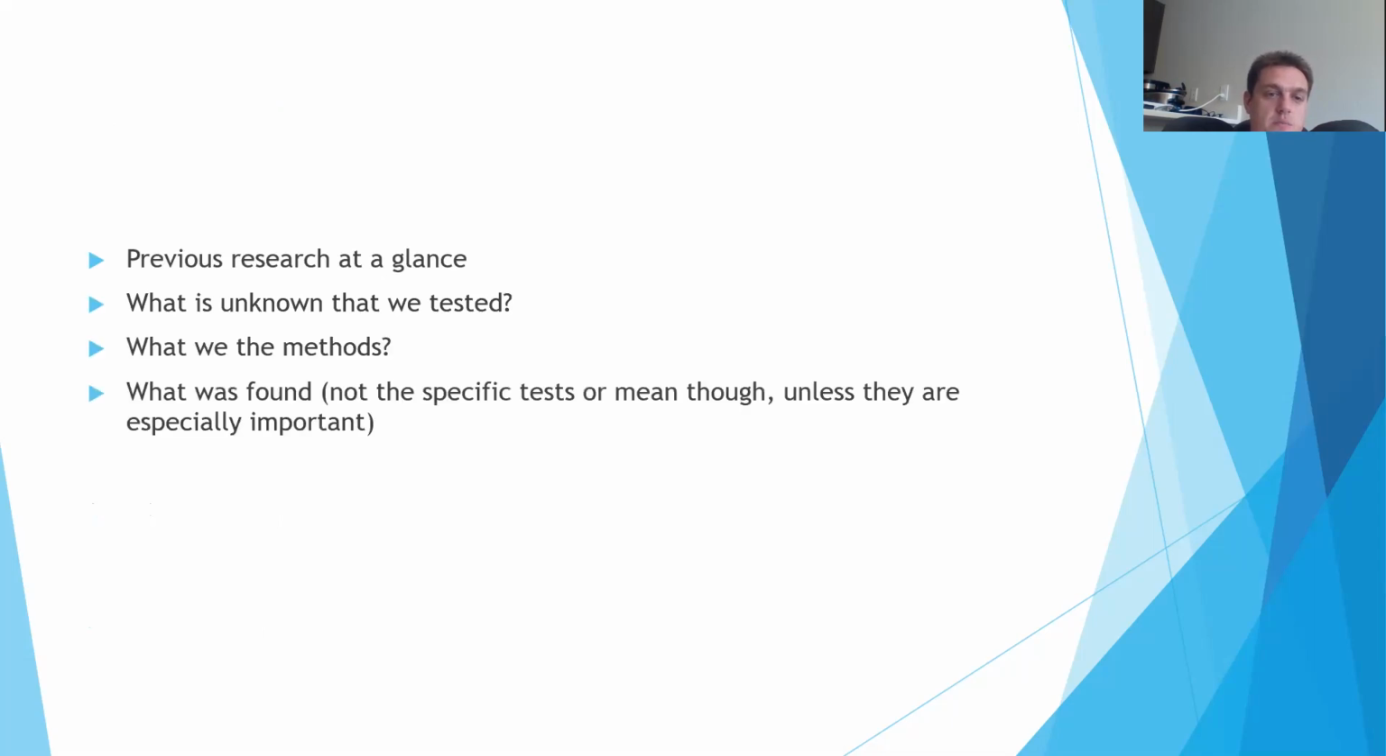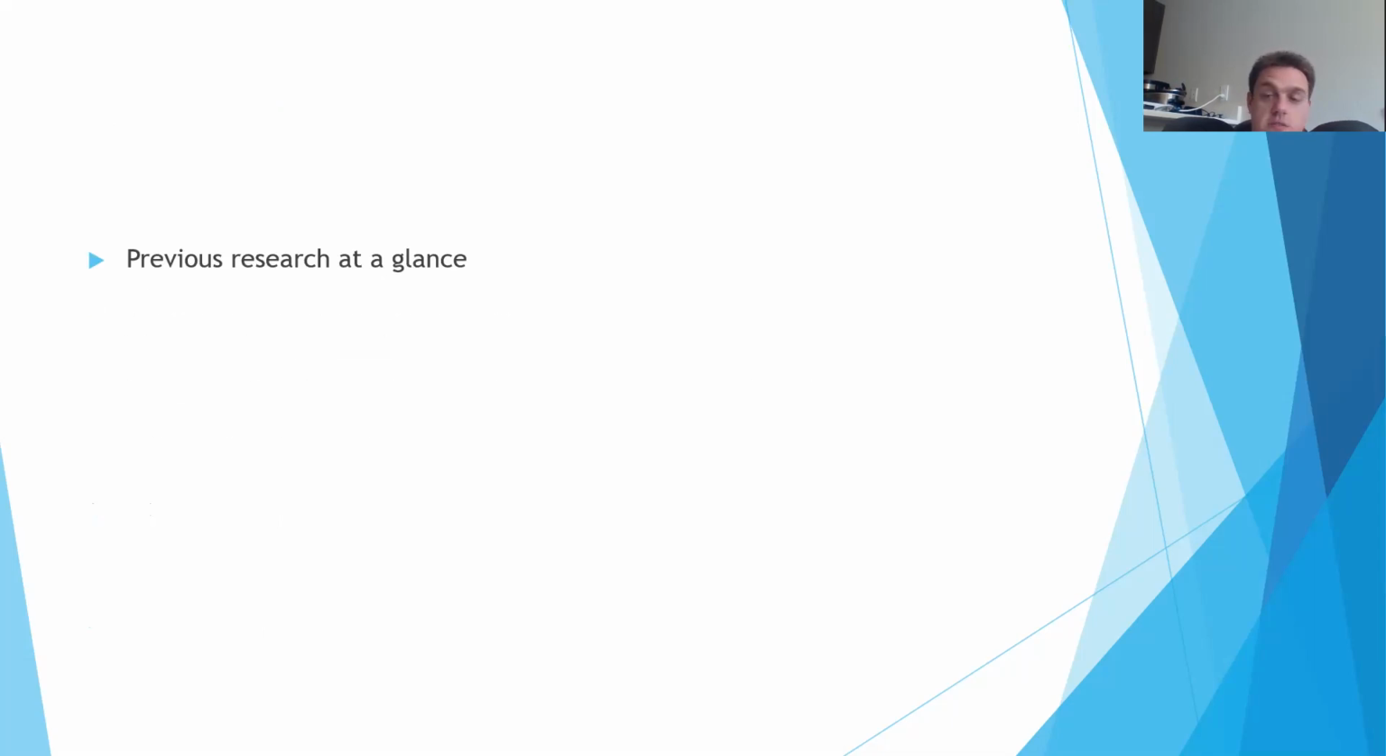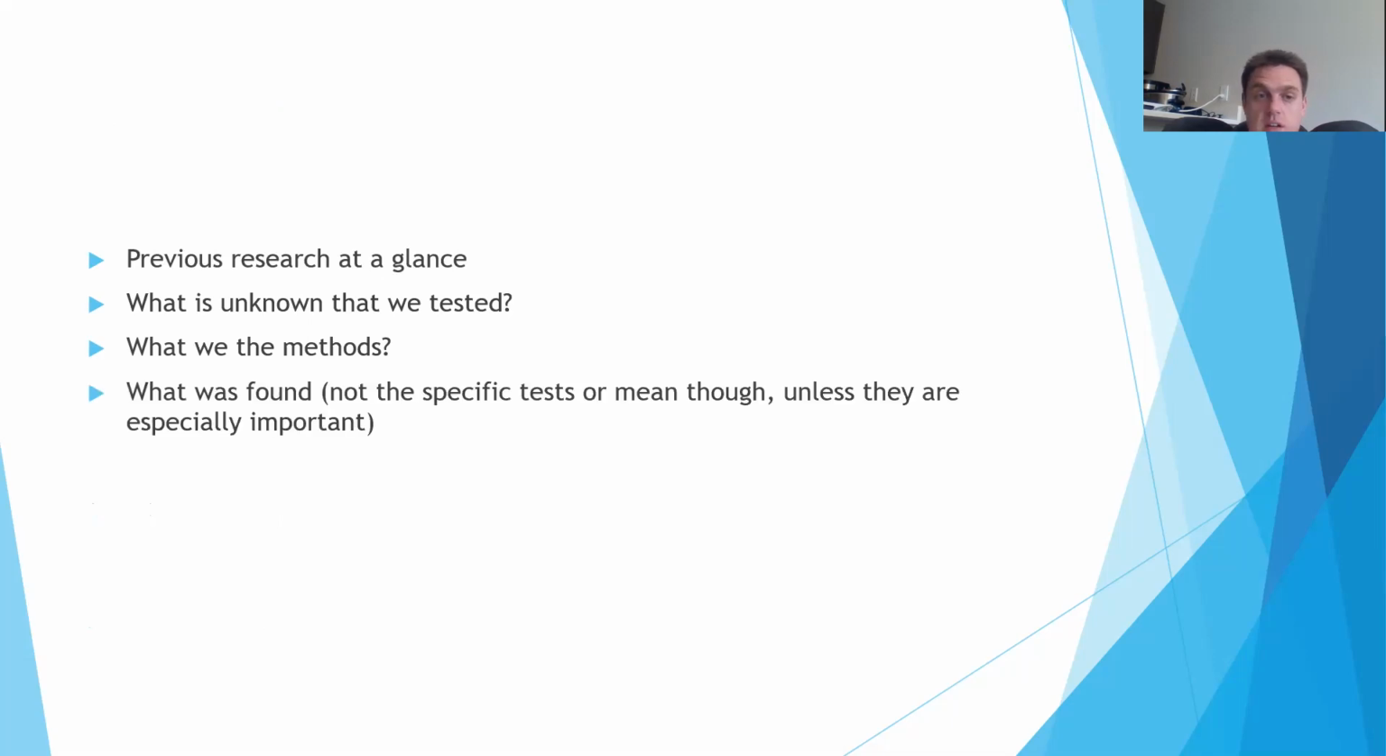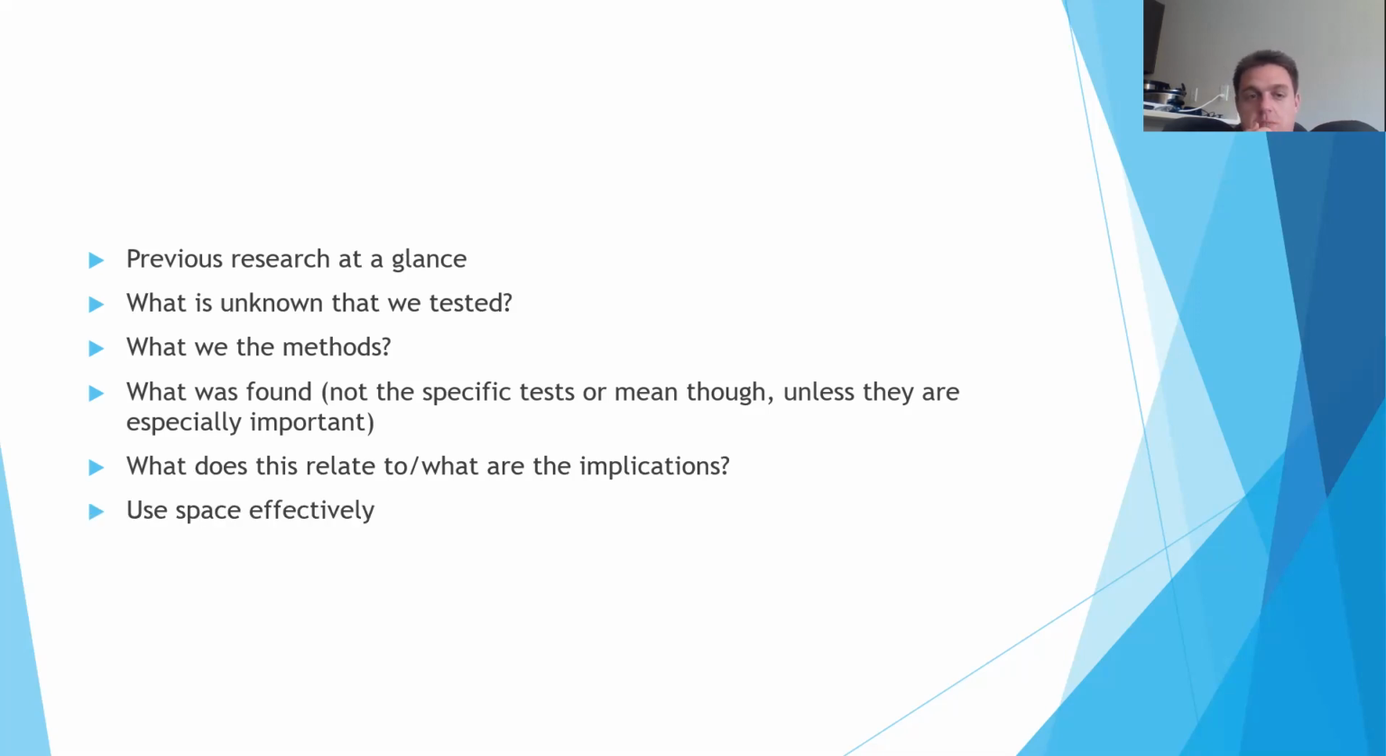Okay, so again, previous research at a glance. Just really quickly, what is the research that you're building on, and what was unknown that you tested? What were the methods, really quickly? What was found? But again, not the specific tests or means, unless you have really strong reason to do so. And what does this relate to, and what are the implications? So a couple sentences on each of these things. Remember to use your space effectively and efficiently.